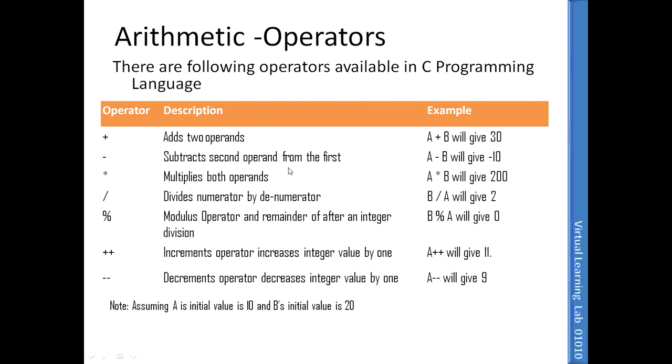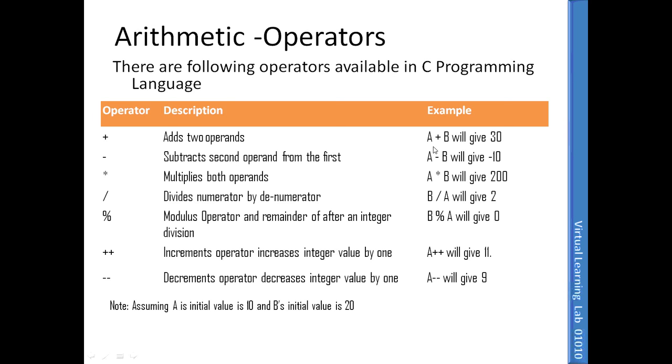Now first understand what the arithmetic operators are. The following operators are available in the C programming language for doing arithmetic operations: plus, minus, multiply, divide, modulus, increment operators, and decrement operators. We'll be seeing the examples in our practicals.